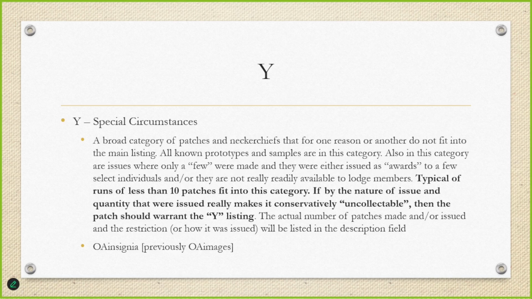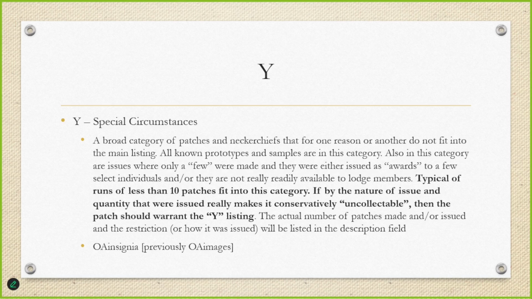then you have Y, this is the current way it is cataloged on OA Insignia, which is special circumstances. They basically took the previous definition and tweaked it a little bit, even though they split out K and U. It's a broad category of patches and negatives which for one reason or another don't fit the main listing. All known prototypes and samples are in this category. Also in this category, so even though they split out K and U, this isn't just prototypes or samples now. It also has other stuff.